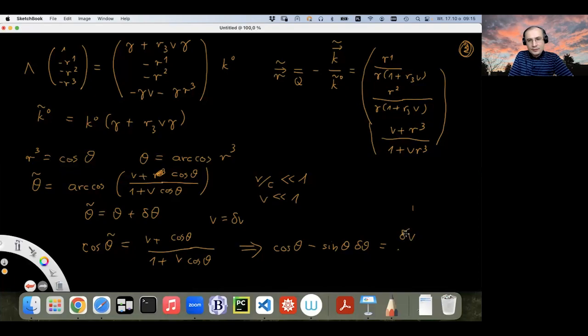Then this is v plus delta v. Then this is divided by, no, v is equal to zero, it's just delta v, sorry. So we've got delta v plus cosine theta minus sine theta delta theta, and this is divided by 1 plus delta v cosine theta minus v sine theta d theta. Okay, we need to go to the next blackboard.